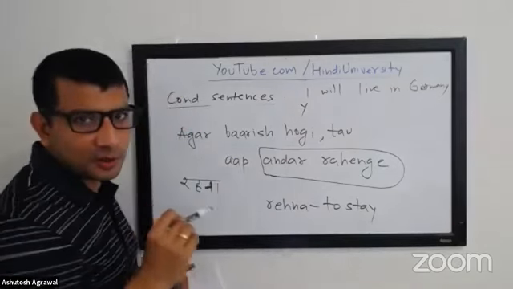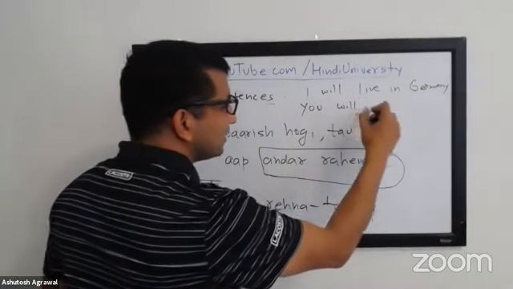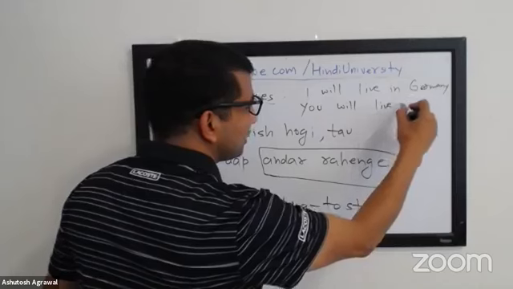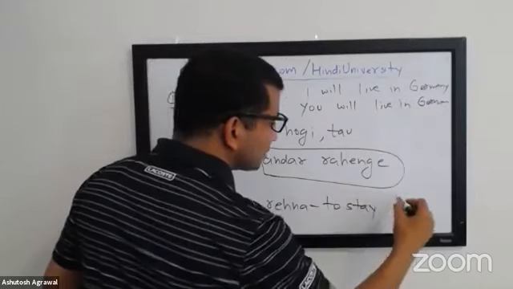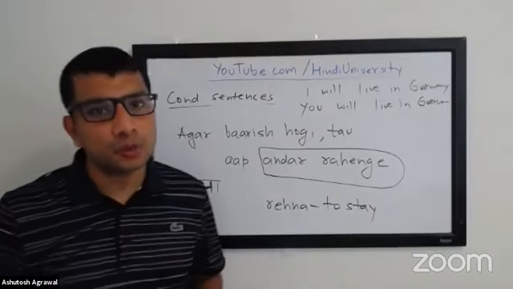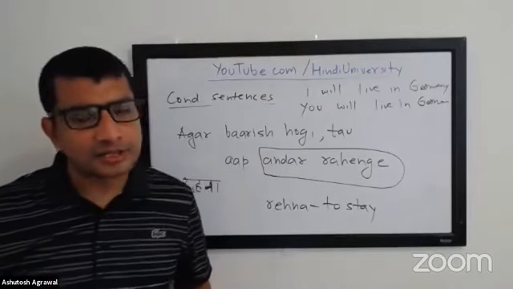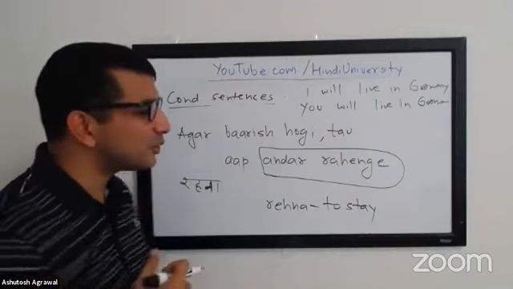मैं जर्मनी में रहूंगी. Okay, same thing. You will live in Germany. I will say it like मैं जर्मनी में रहूंगा. I will not say रहूंगा.